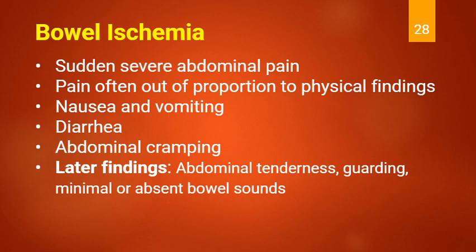Patients may also experience nausea, vomiting, diarrhea, and abdominal cramping. As the condition worsens, the abdomen may become tender to palpation, and the patient may develop guarding, which is a protective tightening of the abdominal muscles due to pain. Bowel sounds may become minimal or absent because the intestines are no longer functioning normally.